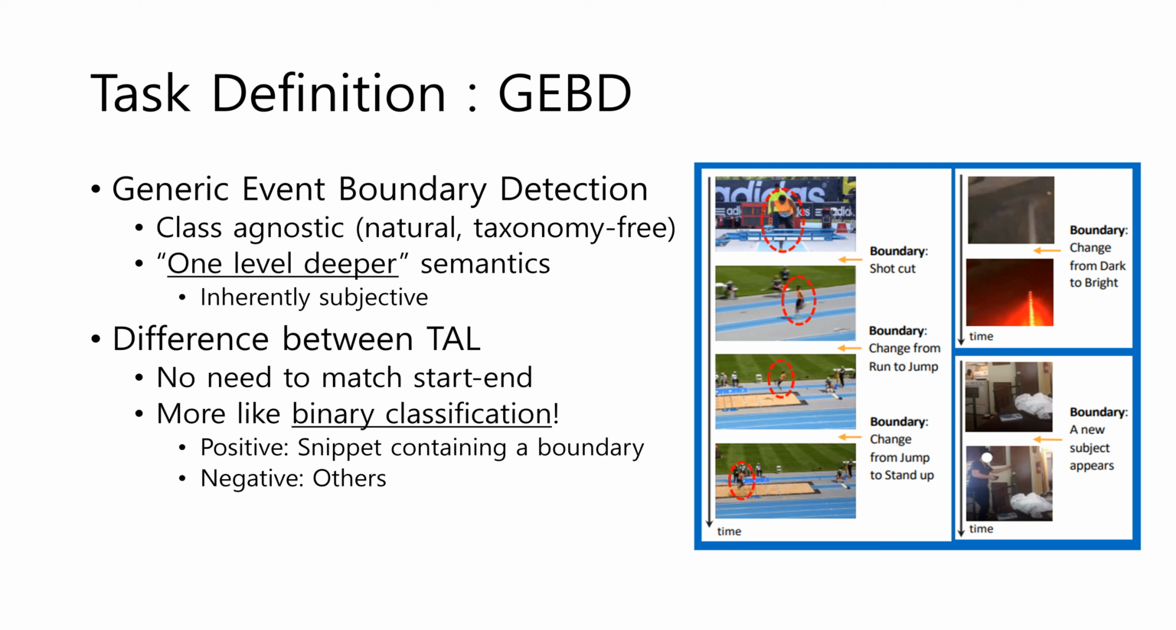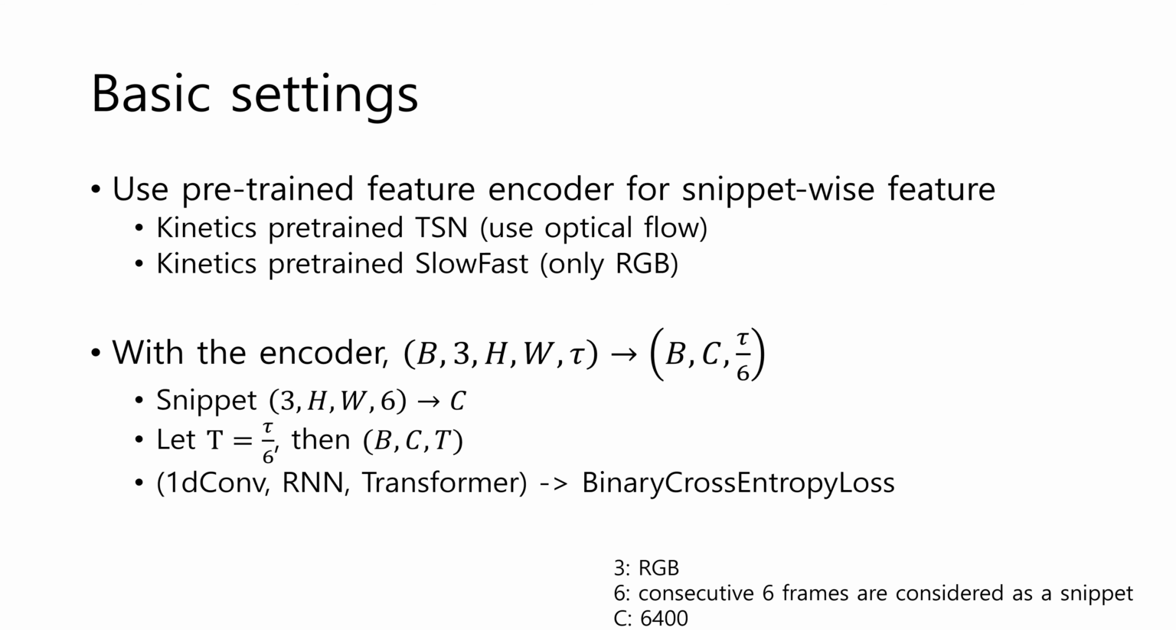So, to solve it, we focus on the difference from the adjacent task, temporal action localization, or TAL. Unlike TAL, we don't have to match the start and end of the action instance, nor identify the class of the detected one. Therefore, we formulated it as a snippet-wise binary classification. In this setting, a positive sample is a 0.25 second long video snippet which contains an event boundary, and negative samples are the rest. In this slide, we introduce the basic settings that we used for the GEBD task.